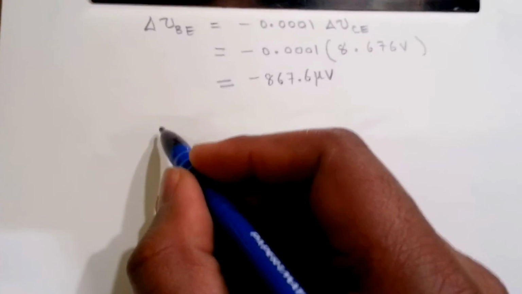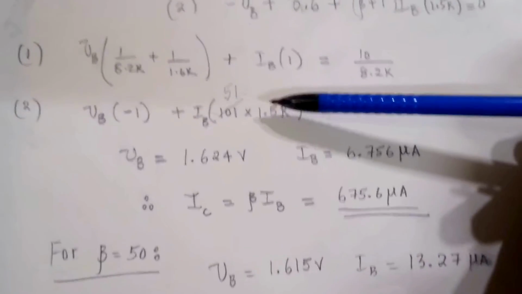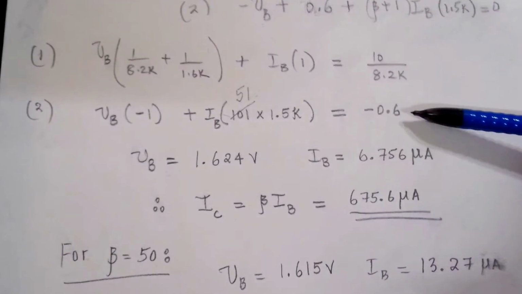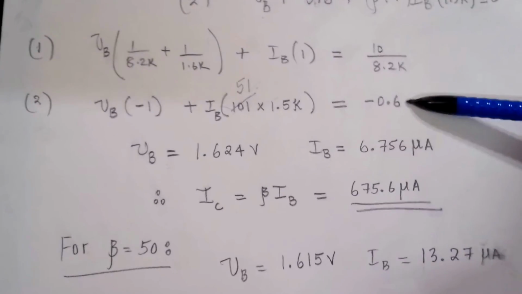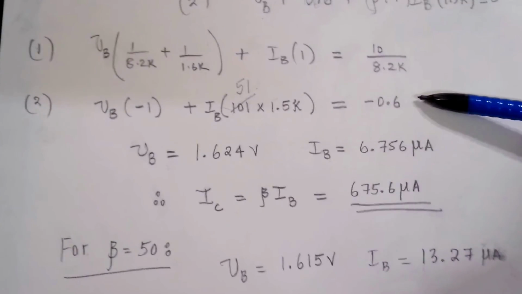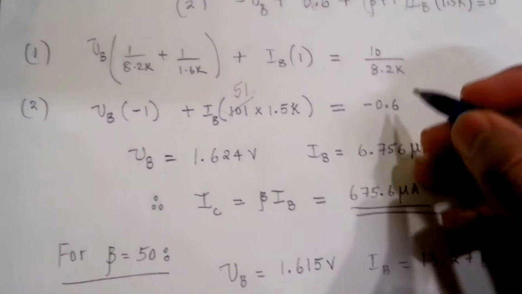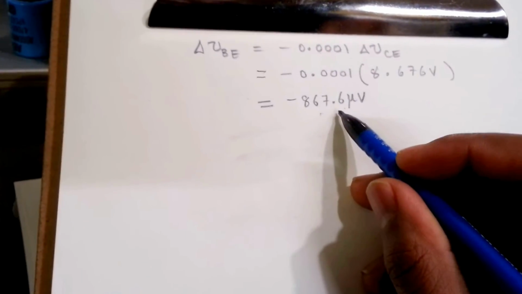Instead of going back to that whole equation, we can use this equation again, assuming beta of 100. Instead of putting 0.6 volts here, we have to add the effect that we just saw. So the voltage is going to be 0.6 minus that additional 867.6 microvolts, sorry, over the 8.67 volt range.